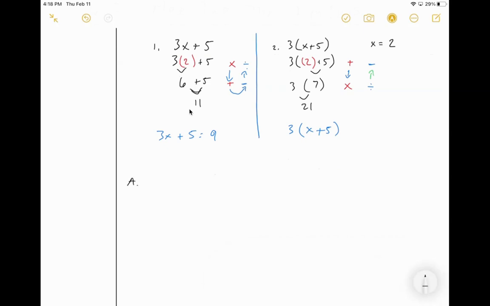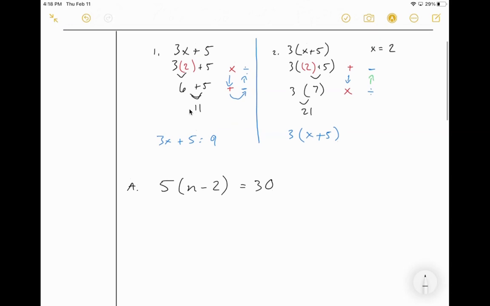Letter A. Okay, let's write this down: 5 parentheses n minus 2 is equal to 30. Let's go through all of our steps. First step, draw our wall, right? We learned that in the last lesson. Let's draw our wall so we know there's a left side and a right side, and identify the variable, which is n right there. That's what we want to get by itself.